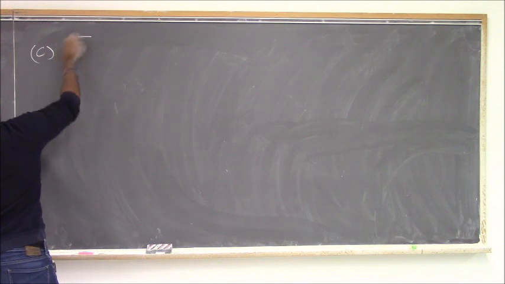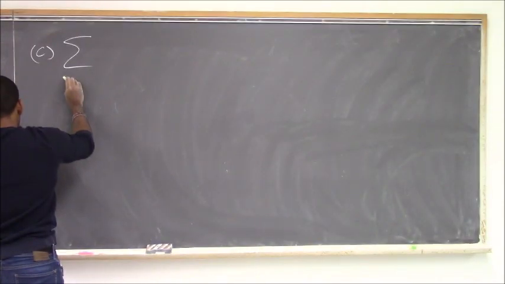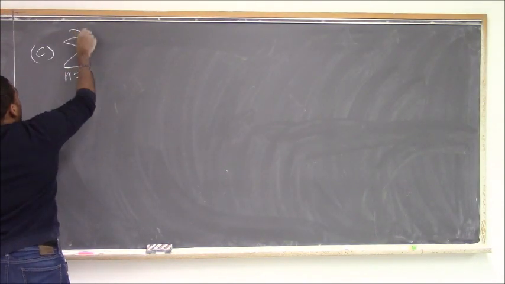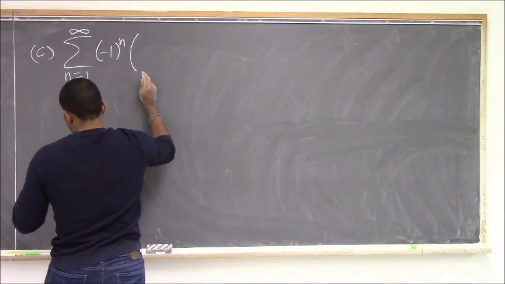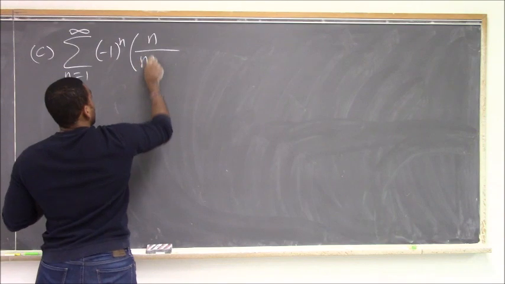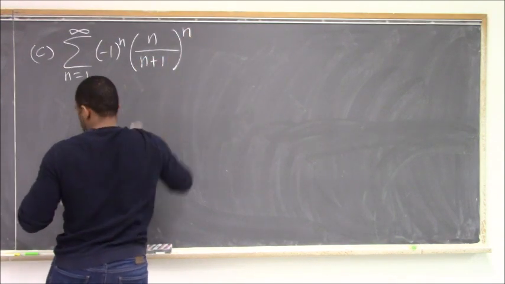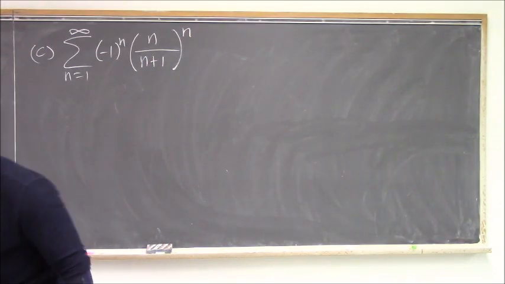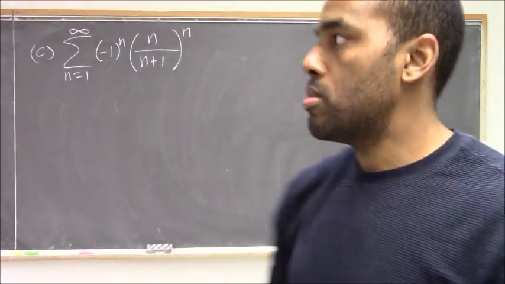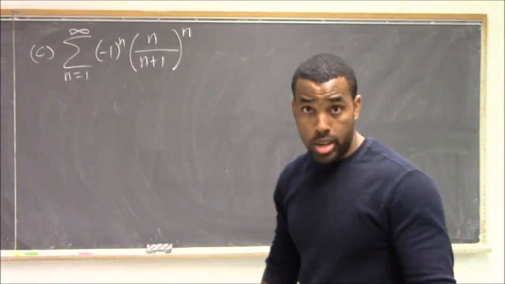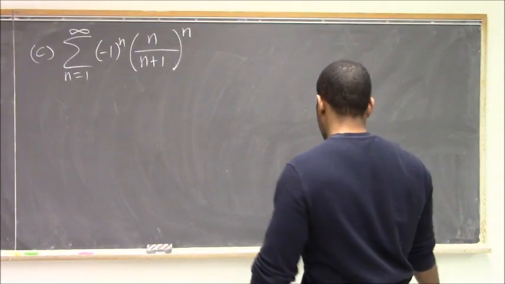Let's get the third column, part C. The sum goes from 1 to infinity of (minus 1) to the n over (n plus 1) to the n. Now, if you haven't tried it, pause the video, try it. Pause it right now. Did you try it? Okay.